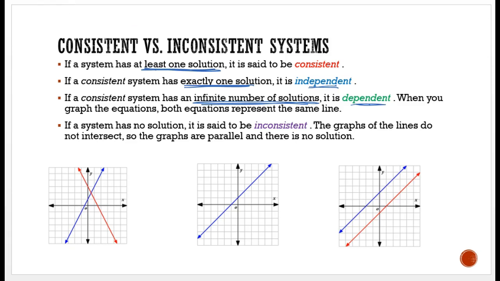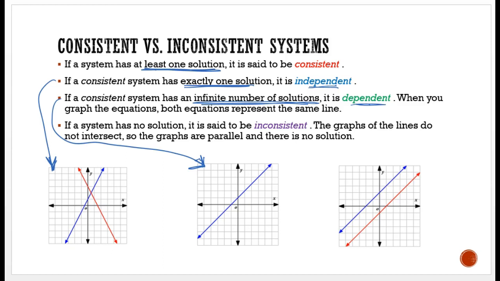So a consistent independent system would look like this guy right here. One intersection of the two graphs makes it consistent because there's one solution and it only crosses in one place. If it has infinitely many solutions and it's called dependent, that would look like this. Basically that means it's the same line. They have the same slope, same y-intercept. It's dependent. They depend on one another because they're sitting on top of one another.